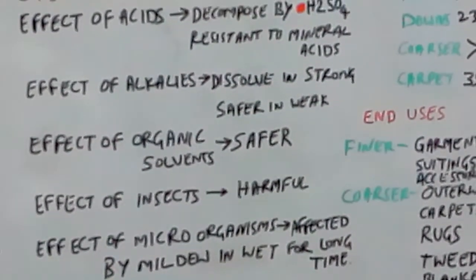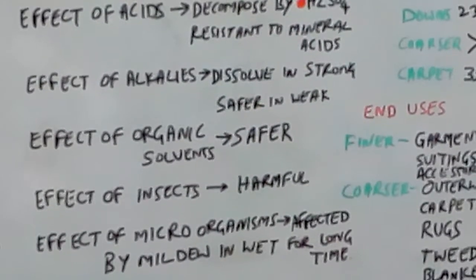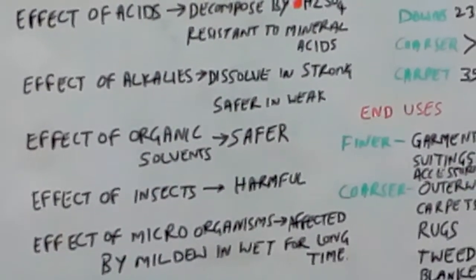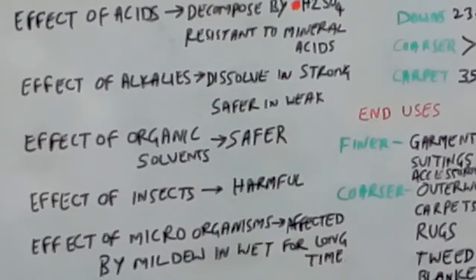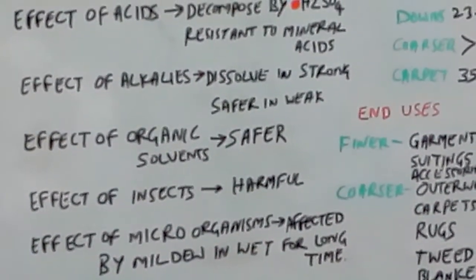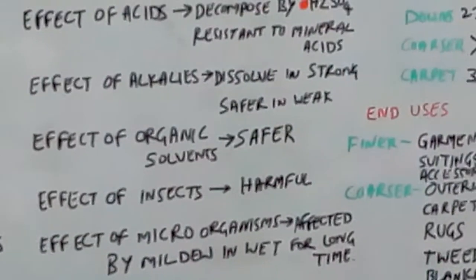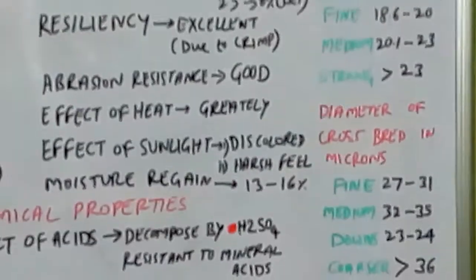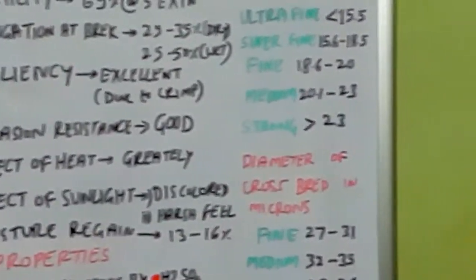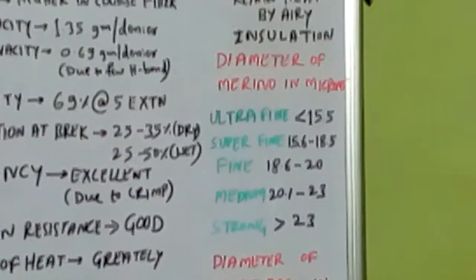But it is affected by mildew when wet for a long time. If a woolen product is in wet condition and kept for a long time, mildew will affect the woolen product. Okay, this is the brief explanation on physical and chemical properties.